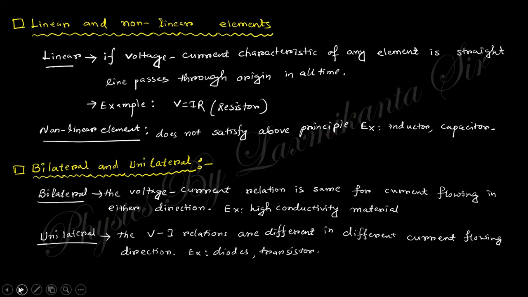Next portion goes in the linear and non-linear elements. What do you mean by linear element and non-linear element? When the I-V curve characteristic is like that, which passes through the origin, then this component is called a linear component. For example, a resistor is linear. But if it does not satisfy this, like a diode, then this is a non-linear component.